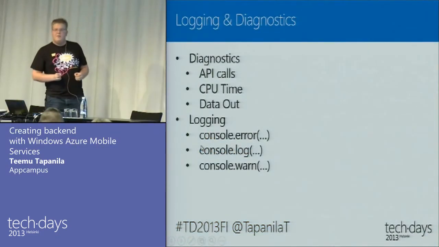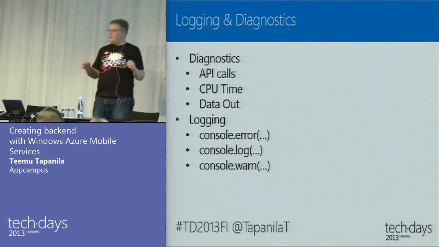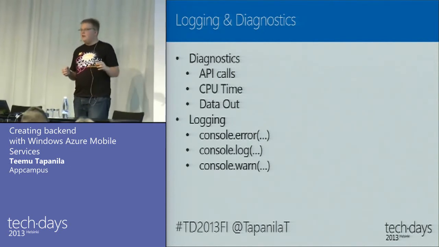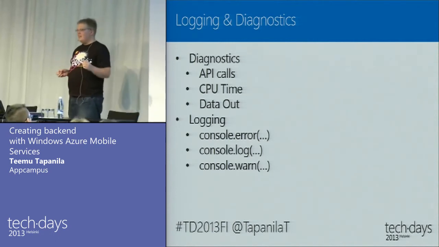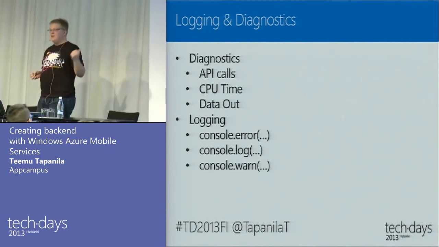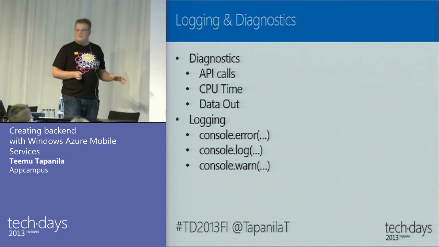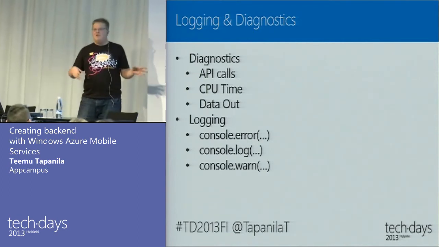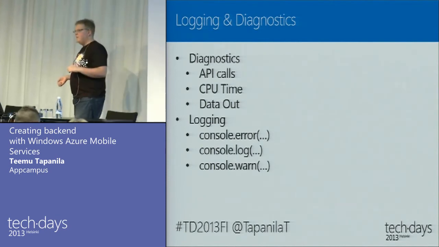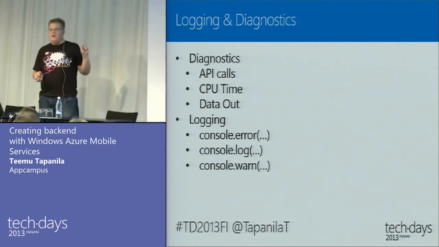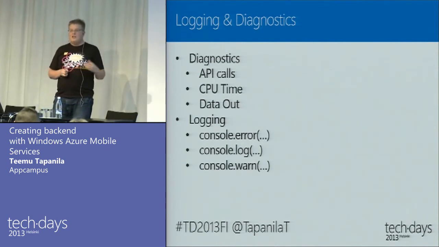So, a little bit about logging. How many of you have done a great logging service on your API? Okay. One of the things that you can always expect when you're creating a backend is that something will go wrong at some point. There will be mysterious errors. There will be something that's not working correctly. So one of the cool things in Windows Azure Mobile Services is that it enables you to very easily write log files.